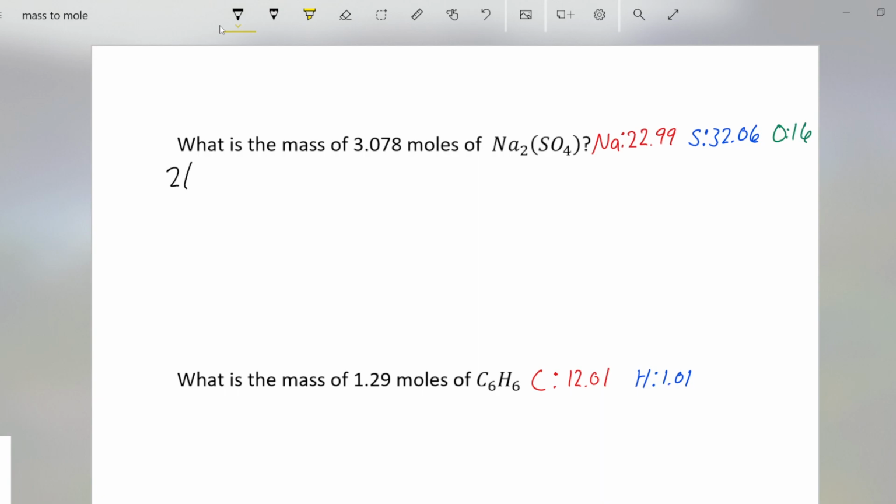So there are two sodiums in this molecule, and each sodium weighs 22.99 grams. And we have one sulfur, so I will add 1 times the molar mass of sulfur, 32.06. And to that, I will add 4 times the mass of oxygen, or 16.00.